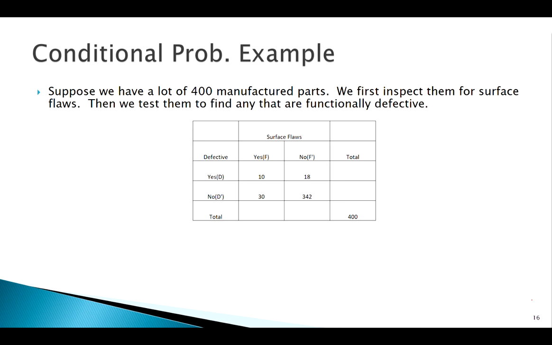Here are some hypothetical numbers. Here this would be the joint probability of yes, they have a surface flaw, and yes, they're defective. No surface flaws, but they are defective. Maybe the kind of thing we want to ask ourselves is, does having a surface flaw make it more likely to be defective? So let's start finding some probabilities.